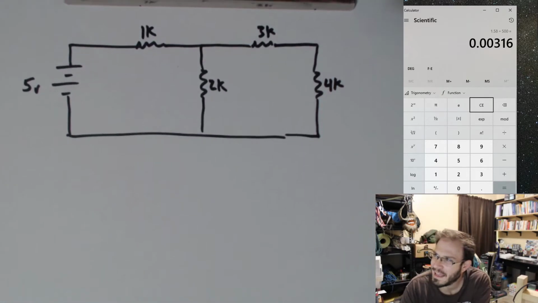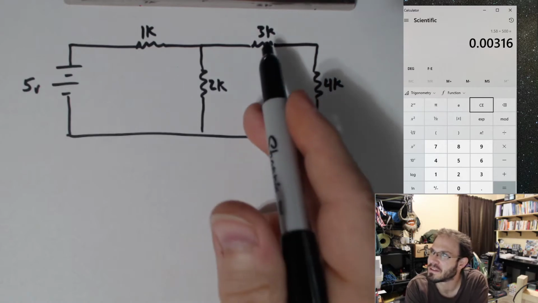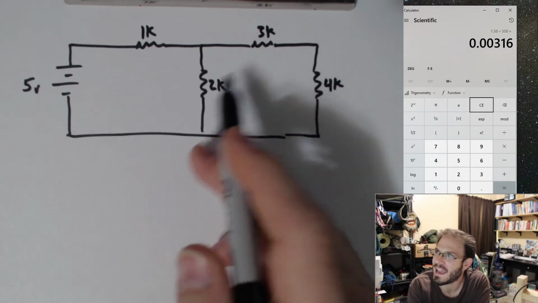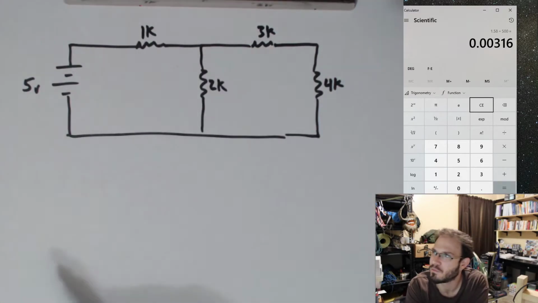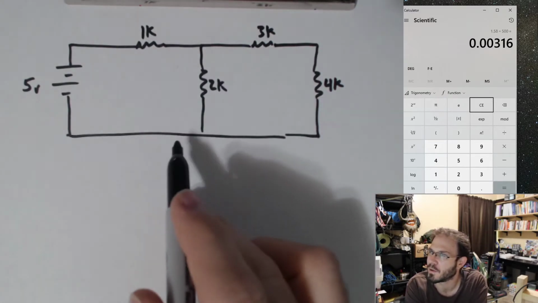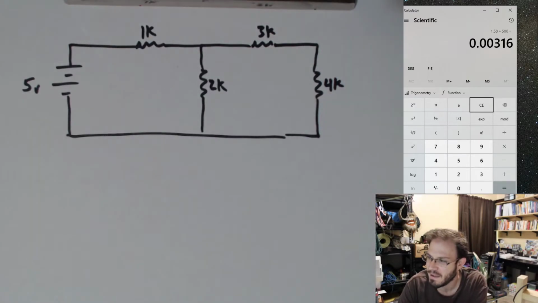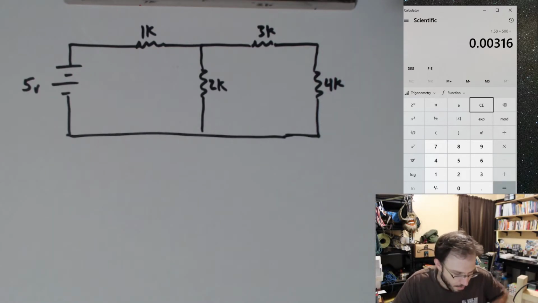What I kind of like about this problem is you could solve this using your basic rules. 3K plus 4K, 7K, in parallel with 2K plus 1K gives us the total resistance. Divide 5 volts by your total resistance, find out your current, figure out your voltage drops, and so forth. So it's a very straightforward problem to solve using our previous analysis techniques. But let's do this with nodal analysis.